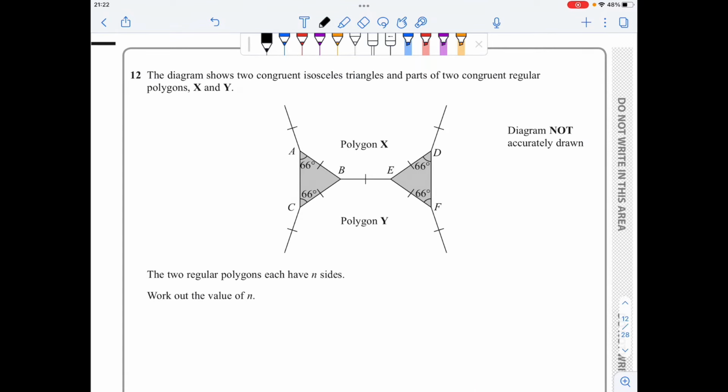I'll start question 12 by finding the angle ABC. ABC is the angle here. This one is equal to 180 minus 66 and 66, since I have a triangle, this one comes out to be 48. Now I will label the interior angle of polygon X and polygon Y by x.